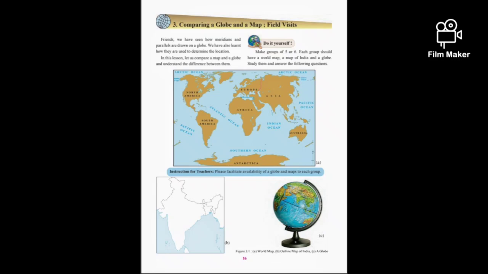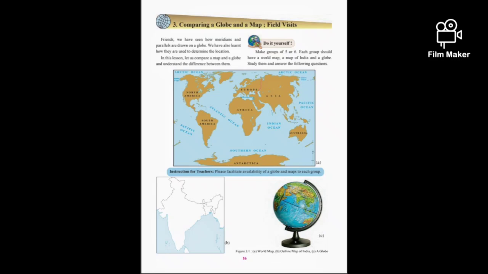Then ocean regions. Suppose a map of India. On a globe it is not possible to understand. Only some part of India is shown. But a map of India helps us to locate the different states, different regions.